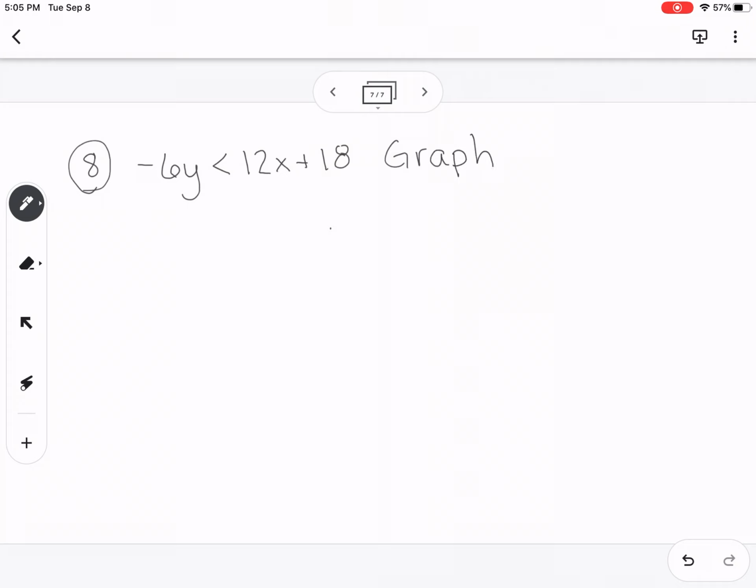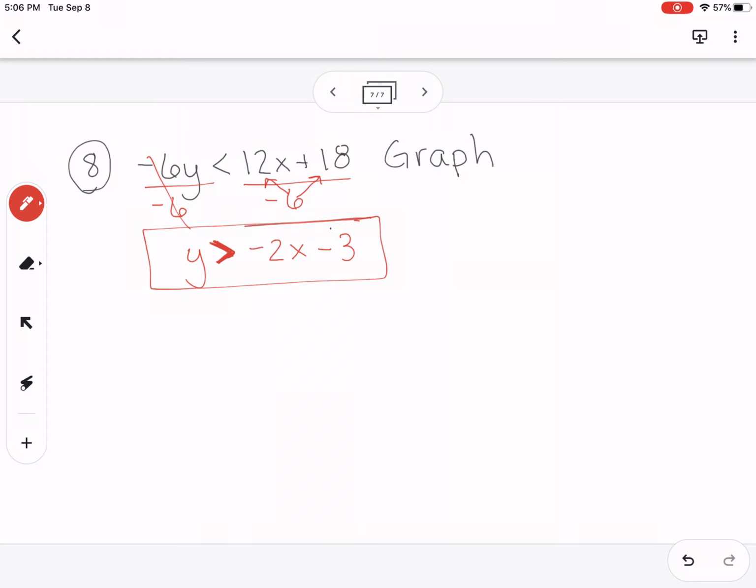So in order to graph a line, you want to first put it into slope-intercept form. So I would start by dividing both sides by negative 6, and it's an inequality. So remember, when you divide by a negative or multiply by a negative, you have to reverse that inequality symbol. If you multiply or divide by a negative, you must reverse that inequality symbol. So this would become negative 2x minus 3. I'm doing sharing is caring here. So this is the line now that I want to graph.